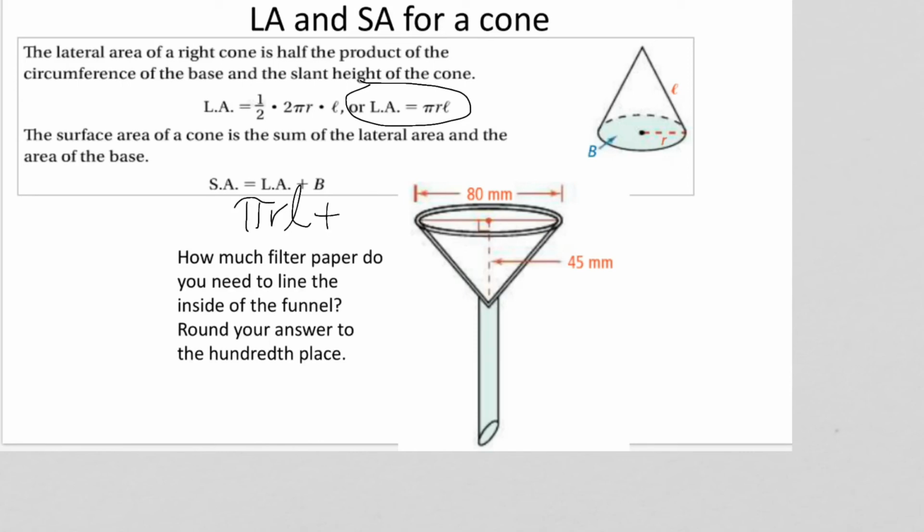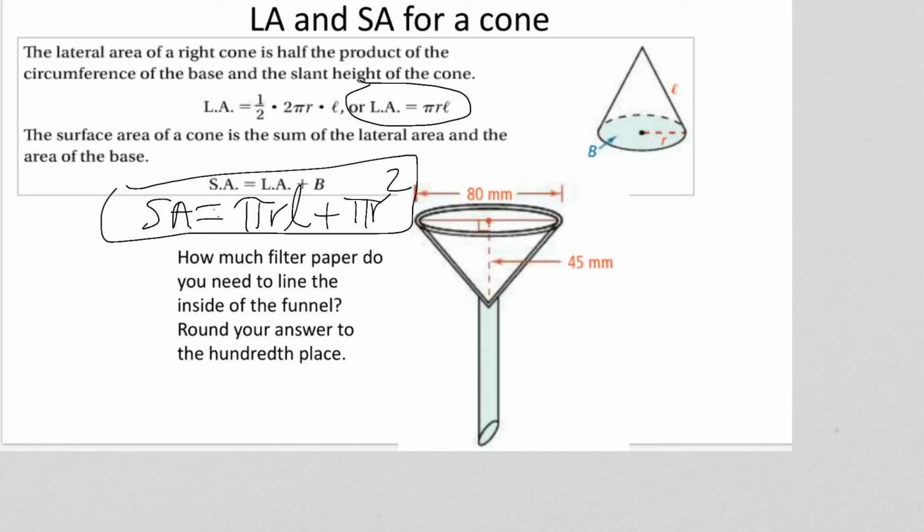The total surface area for a cone is taking my pi RL and adding on to it the area of the base, which is pi R squared. So I'm adding that. This is what you should put in your notes for the surface area for a cone. Now it's pi RL, lateral area, plus the area of the base, which is never going to change. It will always be a circle, plus pi R squared.